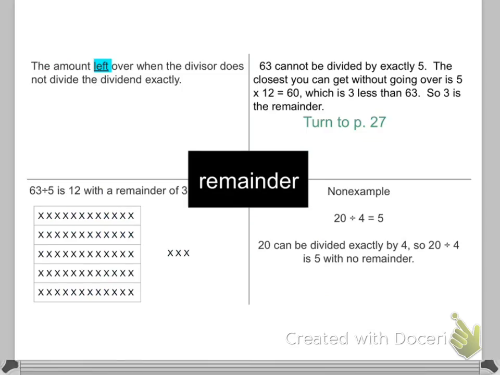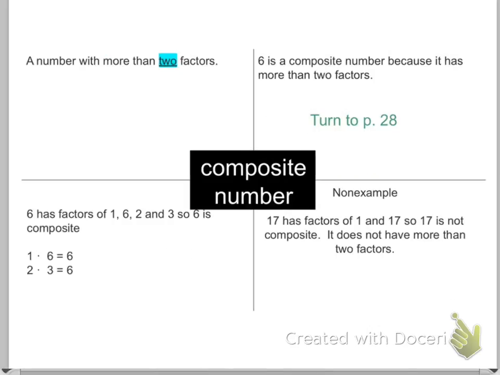Remainder. A remainder is the amount left over when the divisor does not divide evenly into the dividend. A remainder is what is left over. Turning to page 28 in your note packet.